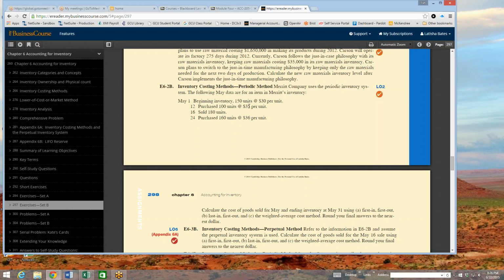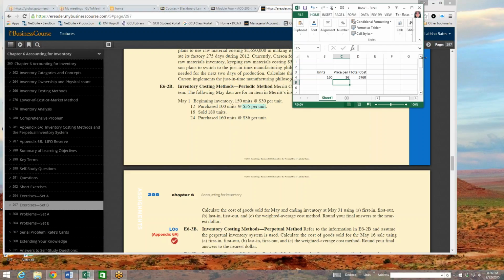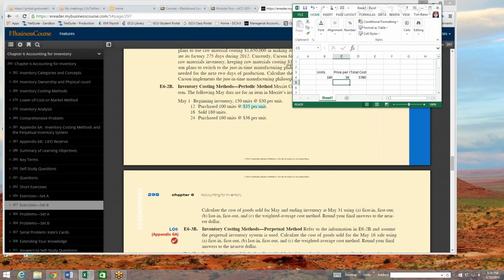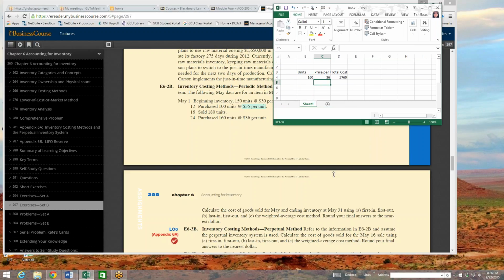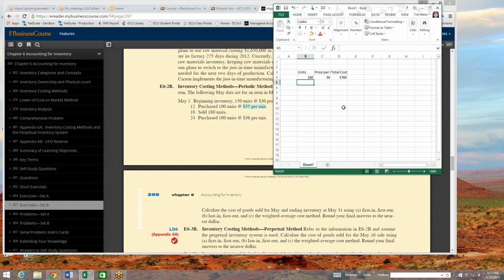Because if you're taking first in, first out, it's basically saying that you're going to use this $35 per unit. So what happens is, it looks like this. Let me expand this out just a little bit so you can still see the book. All right. So basically, you have 150 units of your beginning inventory plus, let me put an equal sign in front of this, 150 plus your 100 units purchased minus the 180 you sold, right? So that's your 70.